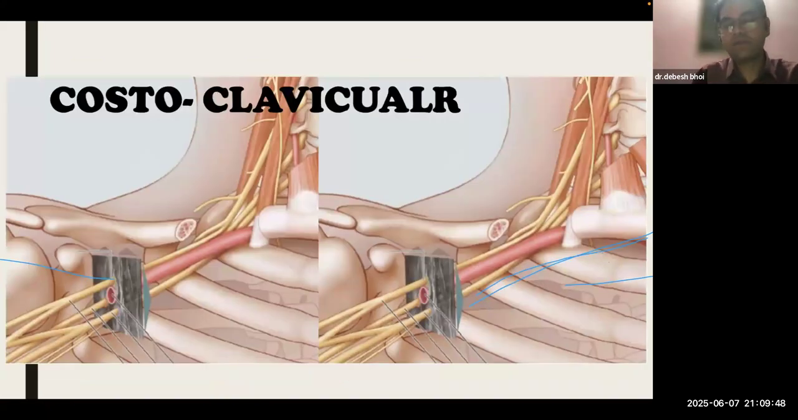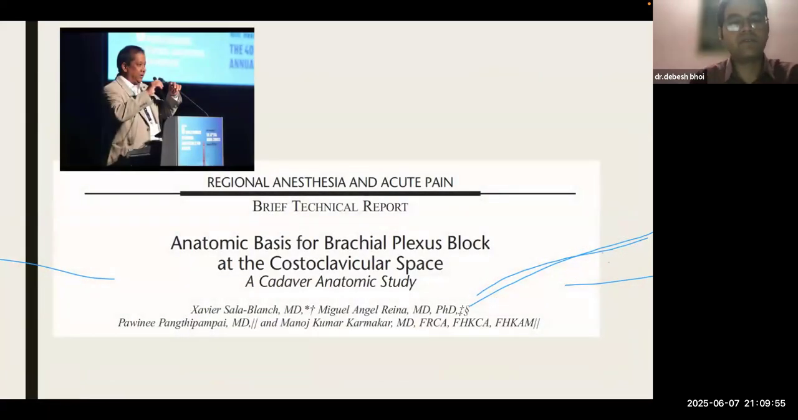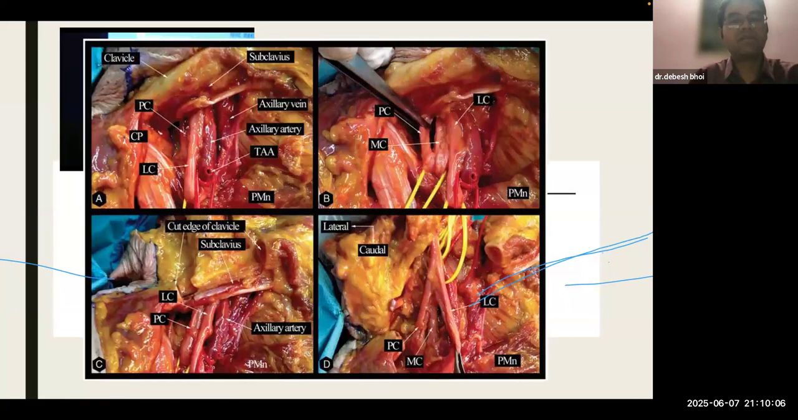This other approach is the costoclavicular. Again, this is the same infraclavicular part, but the probe orientation is different. This is basically defined by Manoj Karmakar et al., and the anatomical basis of the brachial plexus. Why the costoclavicular space? What is the advantage of this? In the infraclavicular area, if you go by the anatomy, here you can see the plexus is more densely aligned, more clustered. This is the posterior cord, this is the medial cord, and this is the lateral cord.